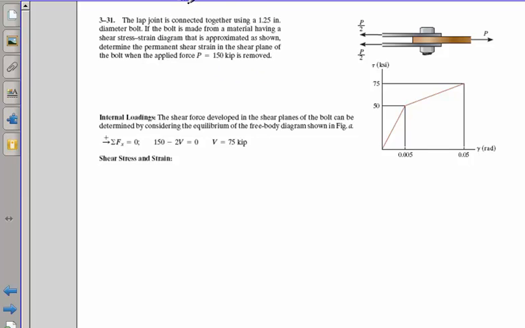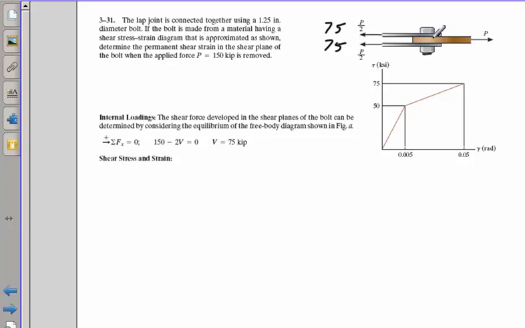Okay, this is problem 3-31. Here you have a lap joint connected together using a 1.25 diameter bolt. You have a 150 kip load being applied here, which means you'll have 75 coming out of this member and 75 coming out of this member here. You have two ways to solve this.